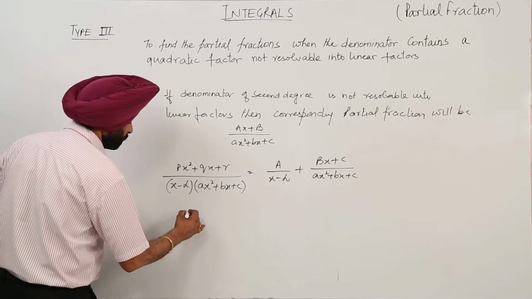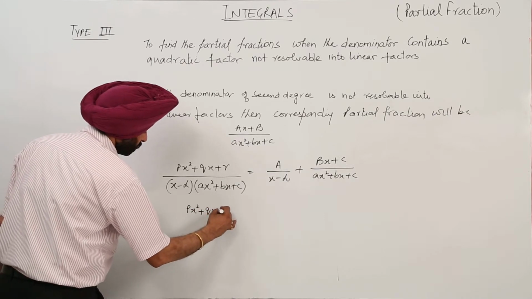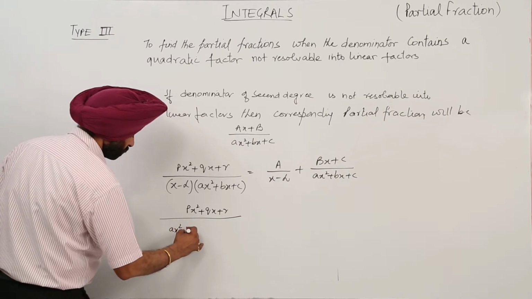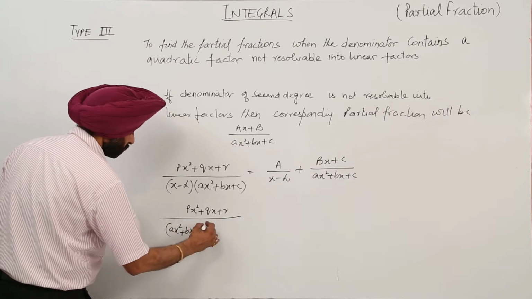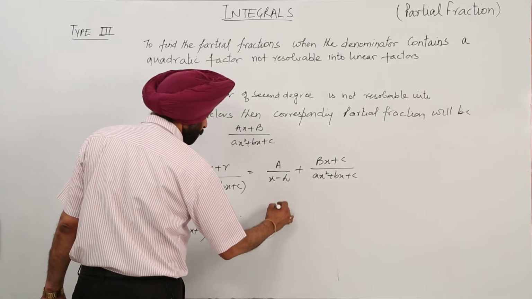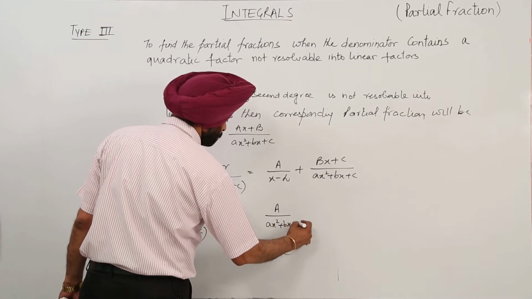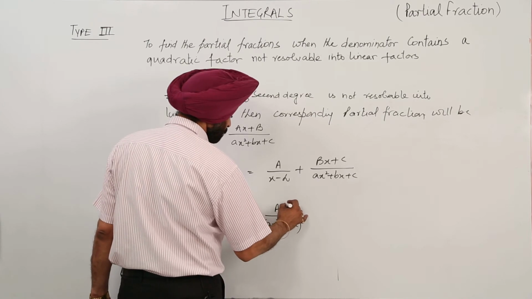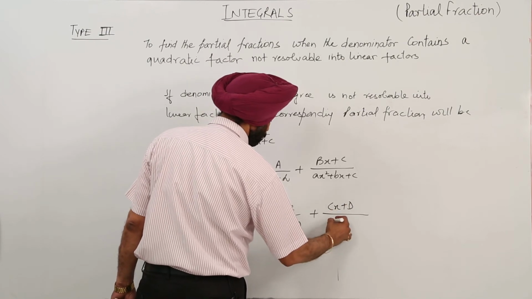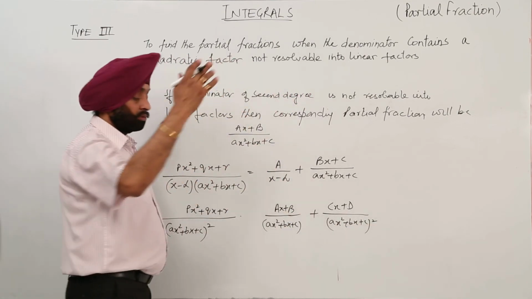Okay. Now suppose we are having whole square. So what we are going to do for this part? We will be writing (ax + b) upon (ax² + bx + c) plus (cx + d) upon (ax² + bx + c) whole square. So like this we have to move it.